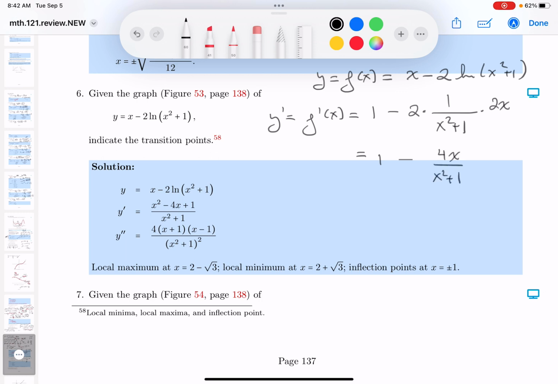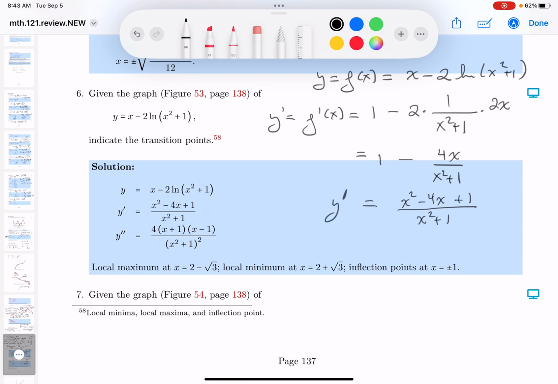Let me just stop for a moment and check myself and see how I did there. I got x squared plus 1 on the bottom. Yeah, minus 4x. I'm going to get into one rational expression, which is over x squared plus 1. And then you get x squared minus 4x plus 1. All right? And that's the first derivative.